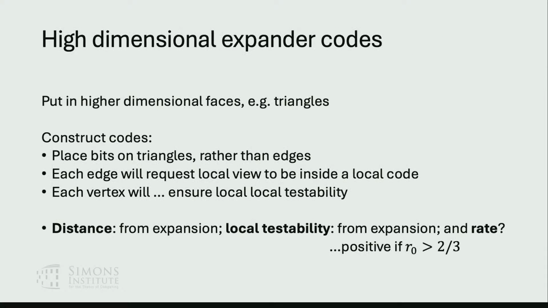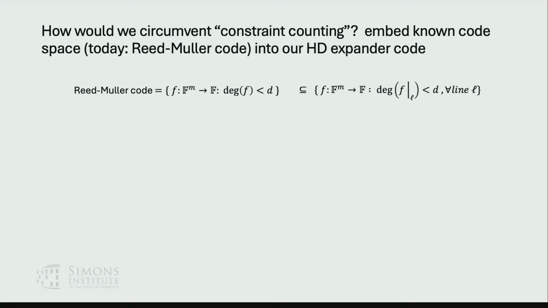But of course, we want multiplication codes. So we want our local codes to be such that this rate is less than a half. Not only is it not more than 2/3, it's less than a half. So as we said, our approach for circumventing the constraint counting is to embed Reed-Muller codes into our high-dimensional expander codes. For this talk, Reed-Muller codes are all the functions of some total degree at most d.